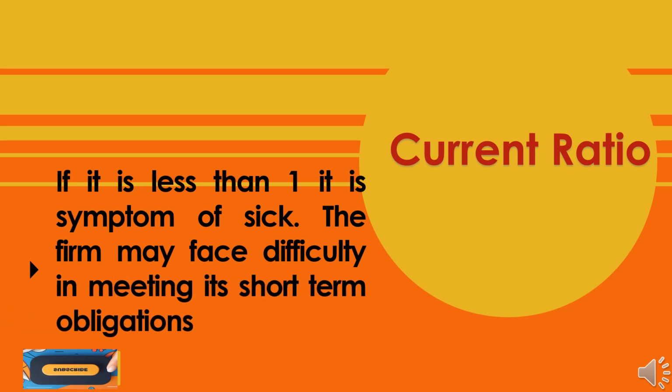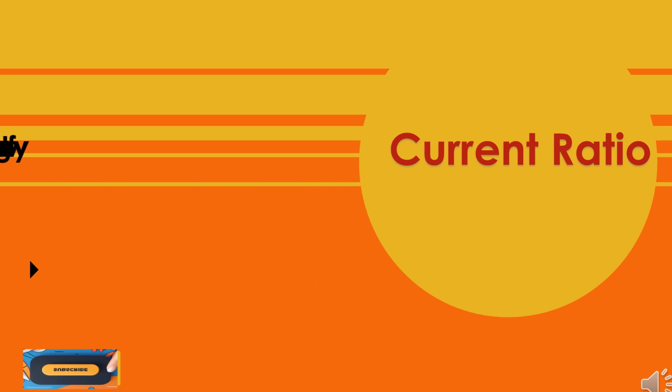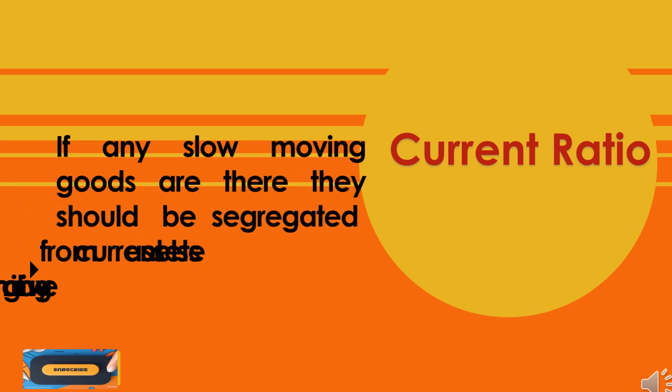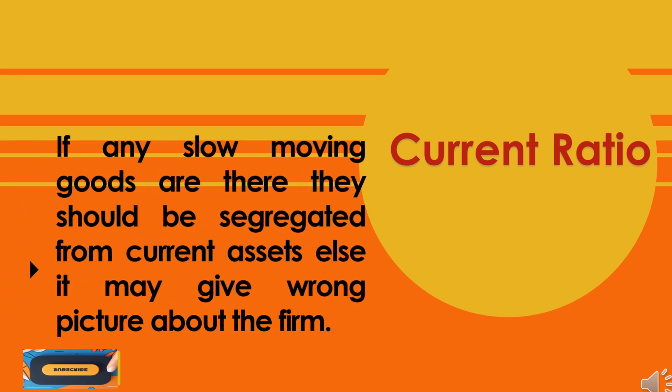If the current ratio is less than 1, then it is a symptom of sickness, and the firm is going to face a lot of problems in meeting its short-term obligations. To get a better and clearer picture, if any slow-moving goods are there, they should be segregated separately and not included in current assets. Otherwise, the current ratio generated gives a wrong picture about the firm.